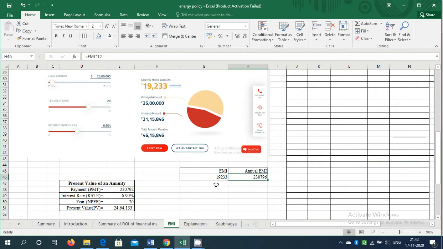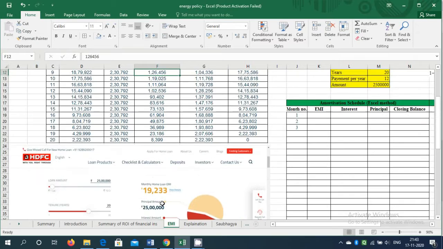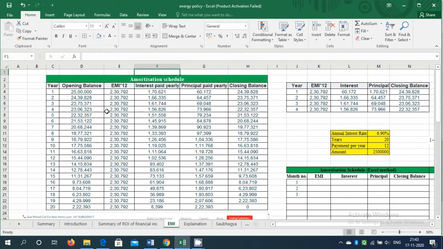230,792. Okay, 19,000, some 4 rupees difference over here. Okay, it should be 230,796. Here this amount is there.